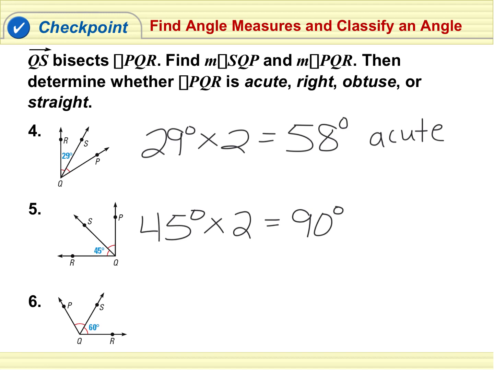Last thing, acute, right, obtuse, or straight? Right. Why is it right? Because it's a 90-degree angle.